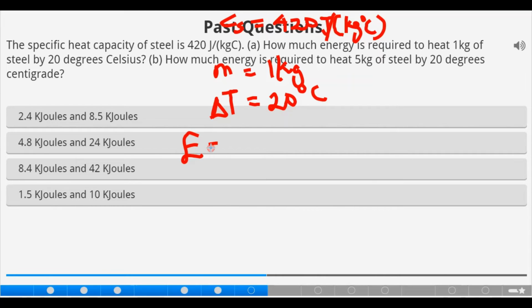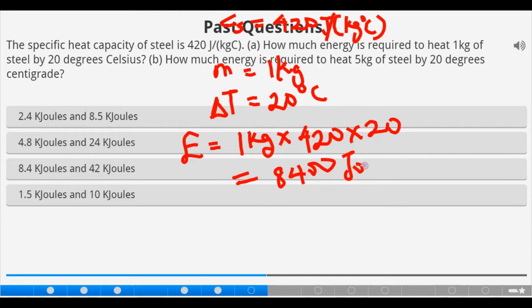Now, energy required will be 1 kilogram times 420 times 20. And that gives us 8,400 joules. Don't forget the formula associated with this to be mc delta T.